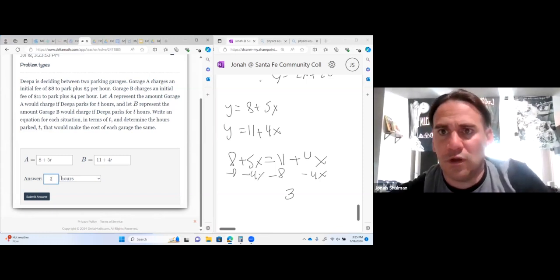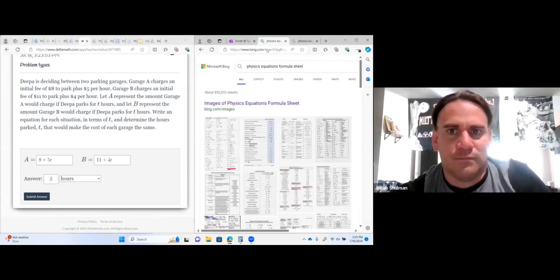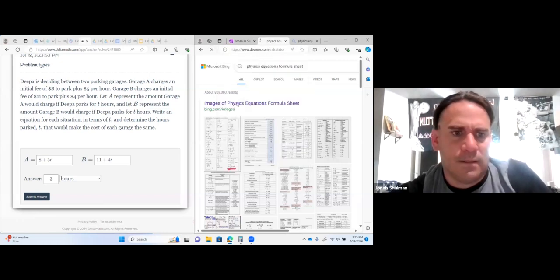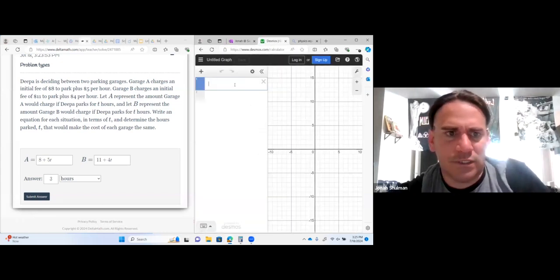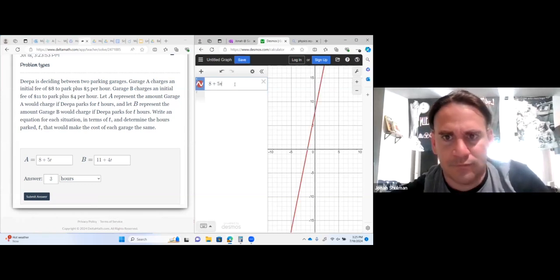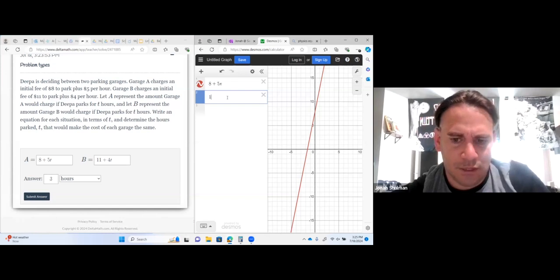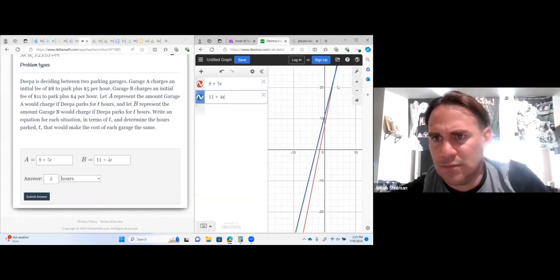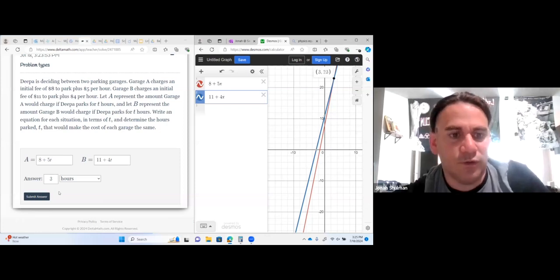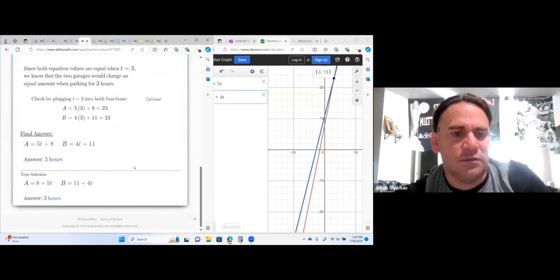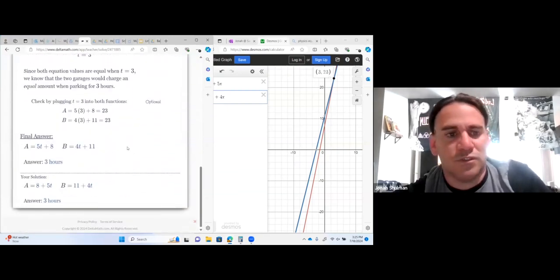Don't be afraid to do this one graphically as well. If you want, you could always do it graphically. That's just your choice. We'll see that it's 3 hours. And then the other one's going to be the price. 8 plus 5x. See how I don't need the y? 11 plus 4x. Should make the same at number 3. It's going to cost $23. Ta-da! They didn't tell you the price, but the price is right there.